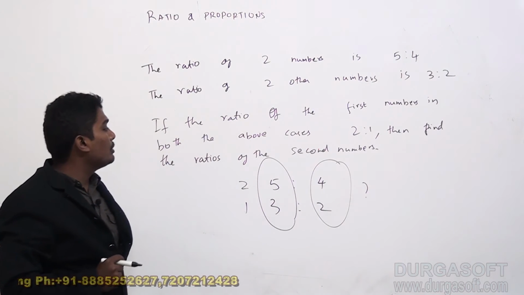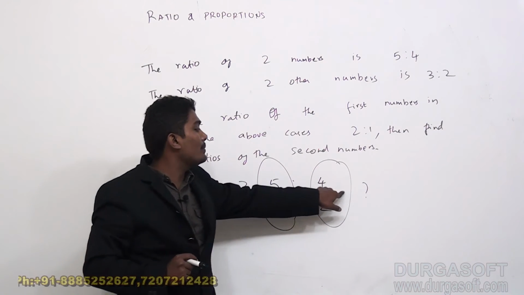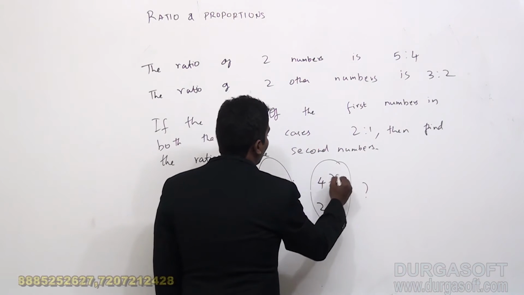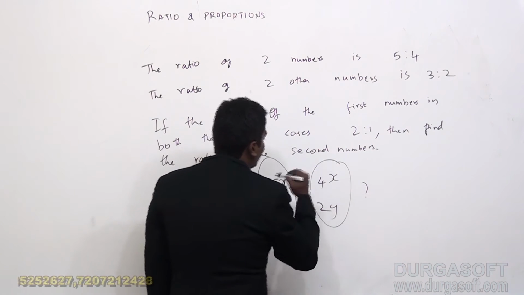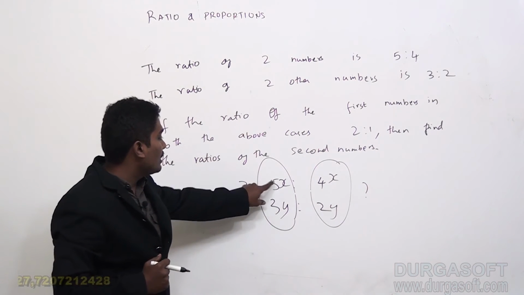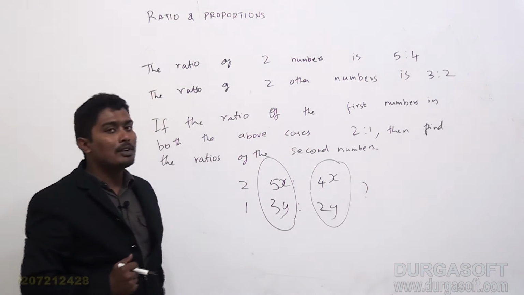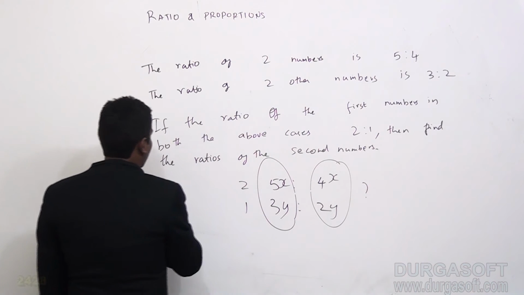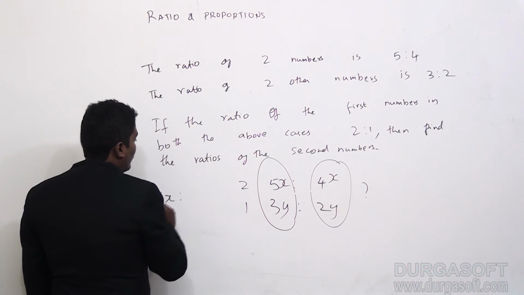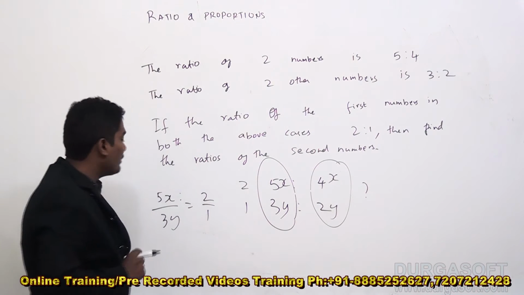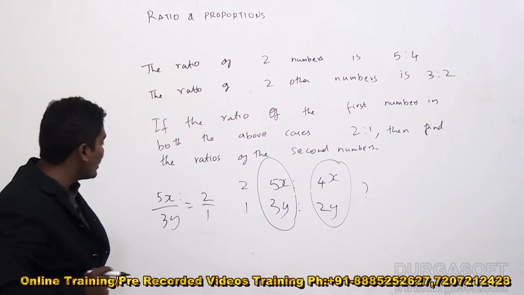So here I know that for a ratio there will be one common number. In the first ratio I will assume the common number is x, and in the second ratio I will consider the common number is y. Now I can say that 5x divided by 3y will be in ratio 2 by 1.